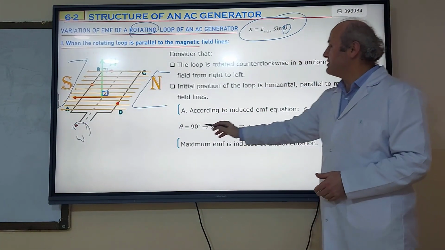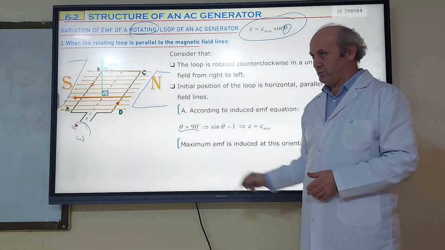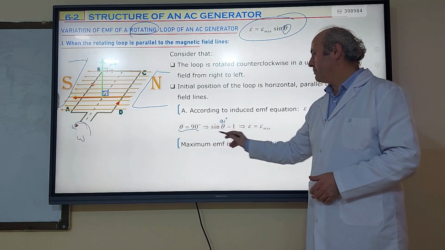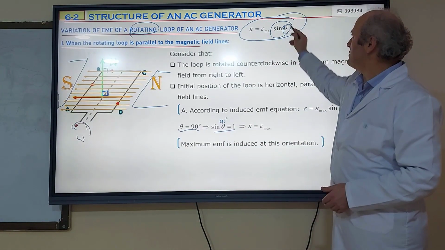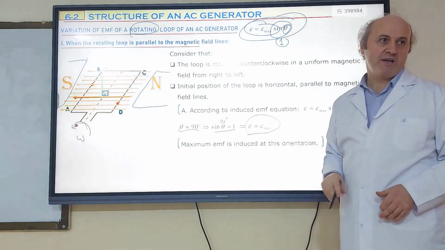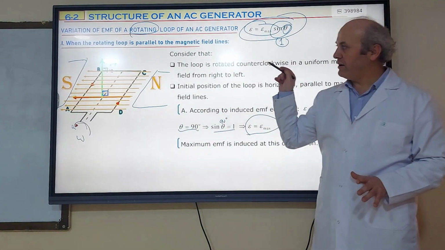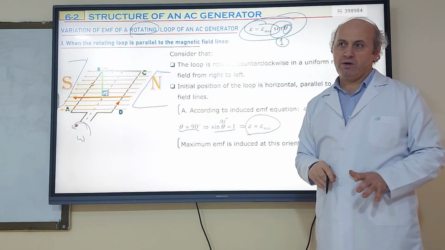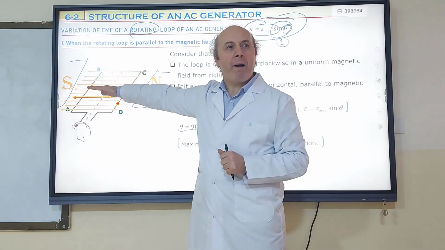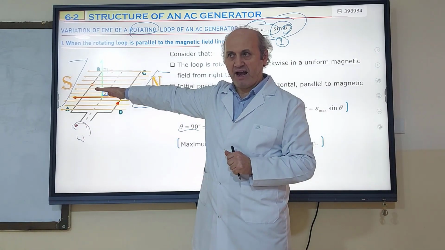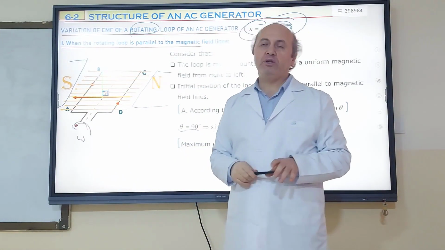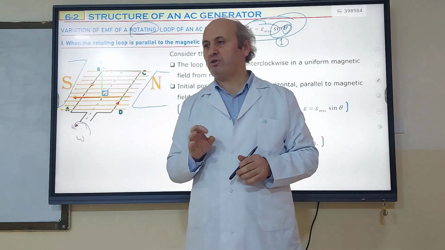Now let's put it inside this equation. Angle is 90, the orientation between the normal and the magnetic field lines. Sine 90 is 1. If we write 1 in here, we get E is equal to E max. Maximum induced EMF in this loop at this orientation. When a rotating loop takes a position parallel to magnetic field lines, at this orientation, the induced EMF of the loop is maximum.